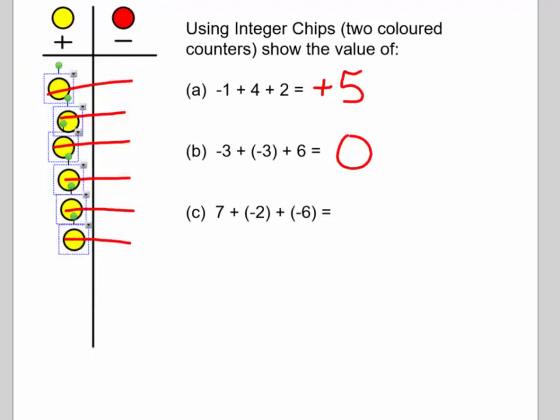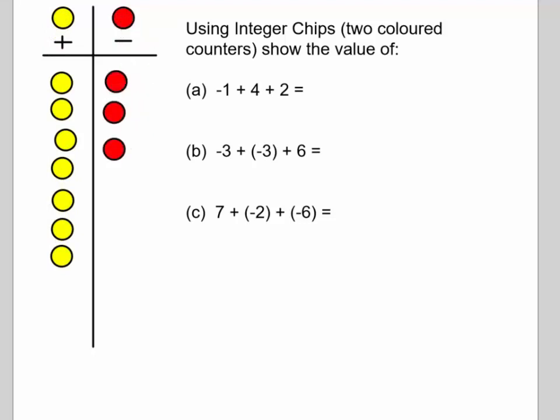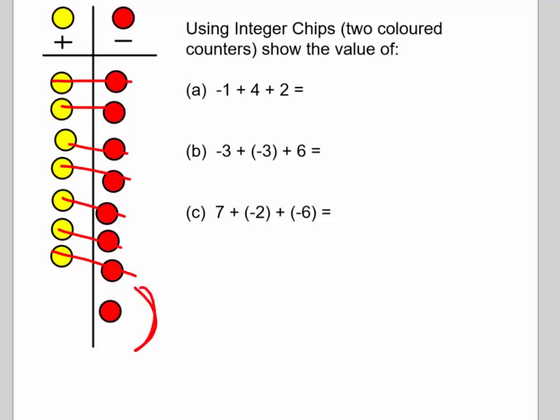7 plus -2 plus -6. Okay, so I'm going to just get rid of all that ink at once. So 7 positives, 5, 6, 7. Add 2 negatives. There we are. Add 6 more negatives. 1, 2, 3, 4, 5, 6. And then we go through and see what zeroes out. Canceling off, and we look like we have 1 unbalanced negative value, and we would get a -1 there.